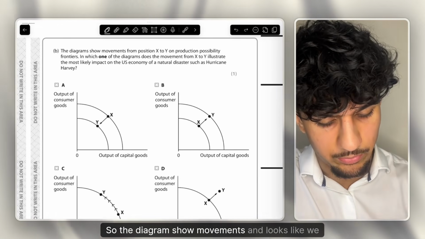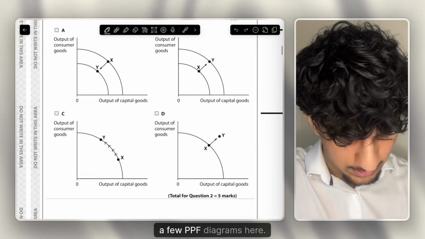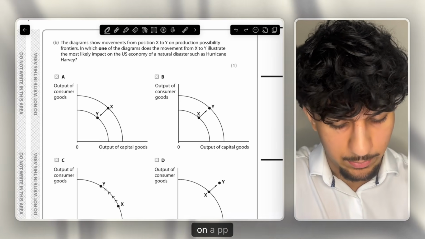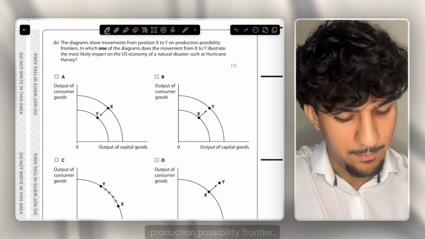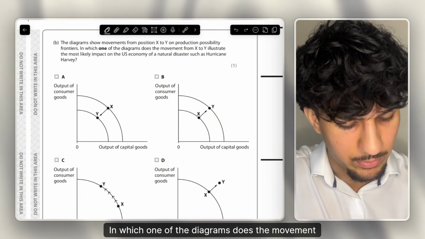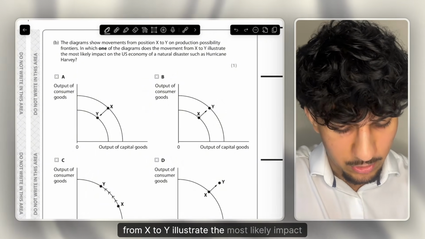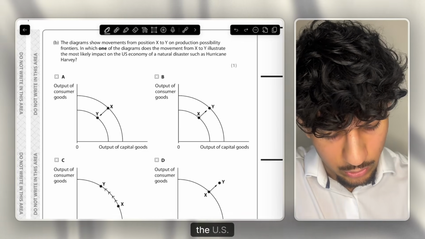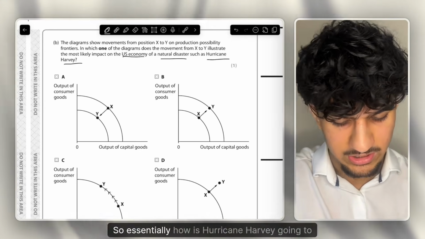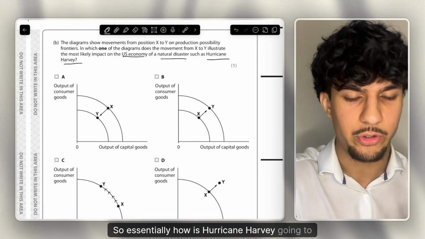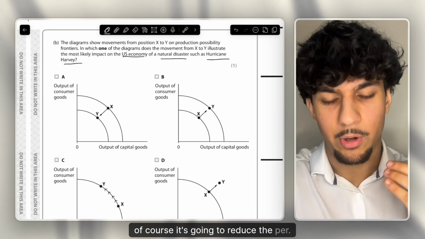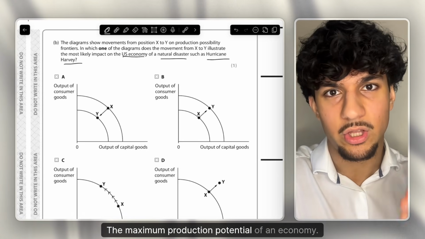So the diagrams show movements, and it looks like we have a few PPF diagrams here. So the diagrams show movements from position X to Y on a production possibility frontier. In which one of the diagrams does the movement from X to Y illustrate the most likely impact on the US economy of a natural disaster such as Hurricane Harvey? So essentially, how is Hurricane Harvey going to affect a PPF? And very simply, of course, it's going to reduce the maximum production potential of an economy.